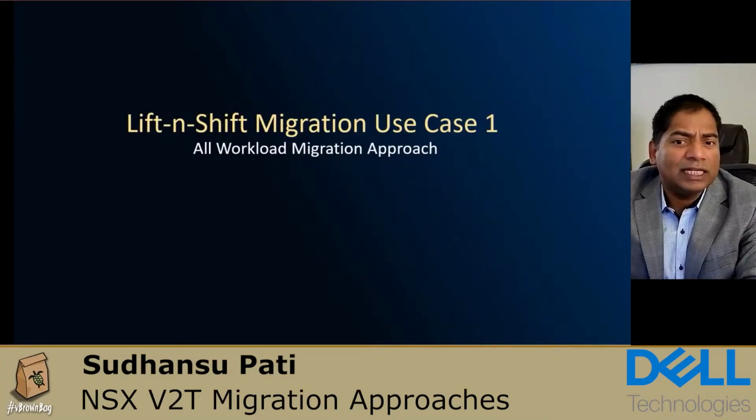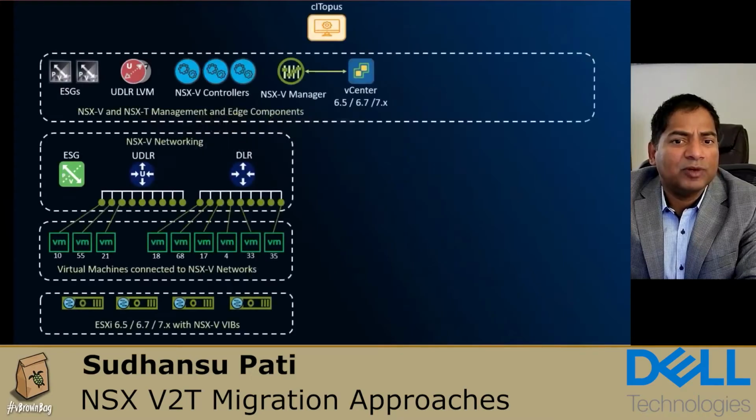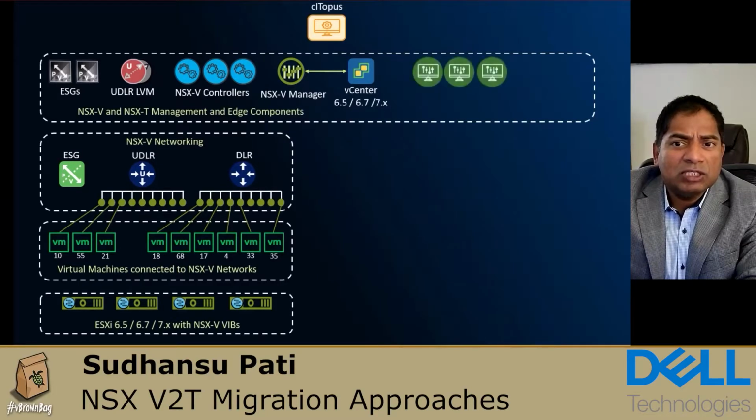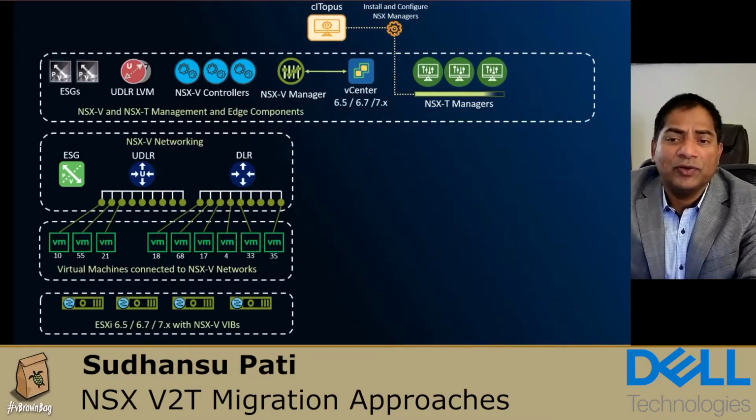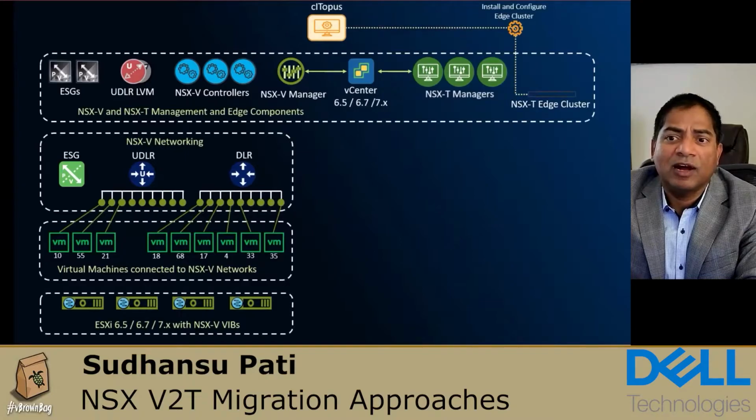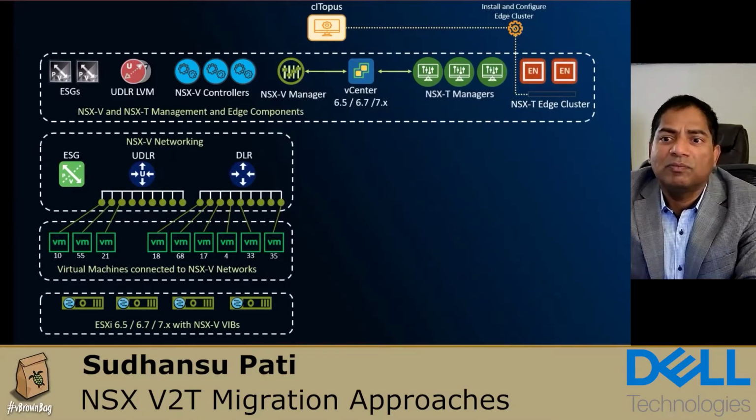Now let's get into some migrations. The first use case I'm going to present is lift and shift migration. What is involved in that process? Let's understand it. In the lift and shift migration, I have two ways of doing it. The first thing I have to do is install my NSX managers, and the cITopus single-click install will do that for you. After that is done, I can deploy one or more edge clusters depending on the configurations I have: routing, bridging, RTEP, or multi-site.